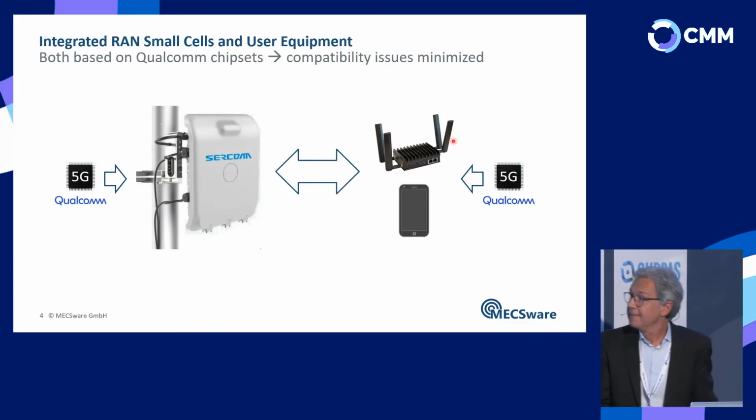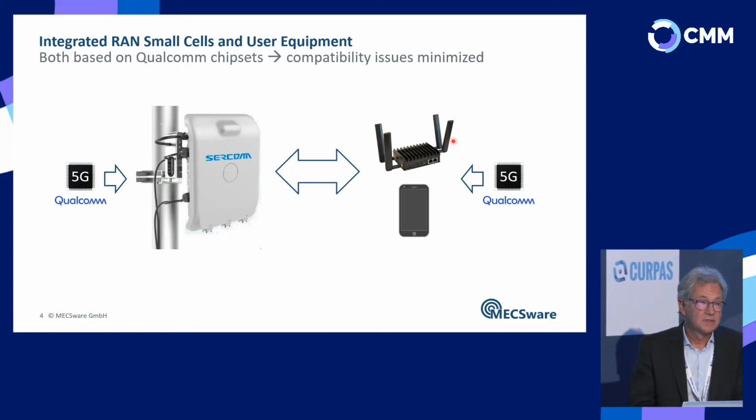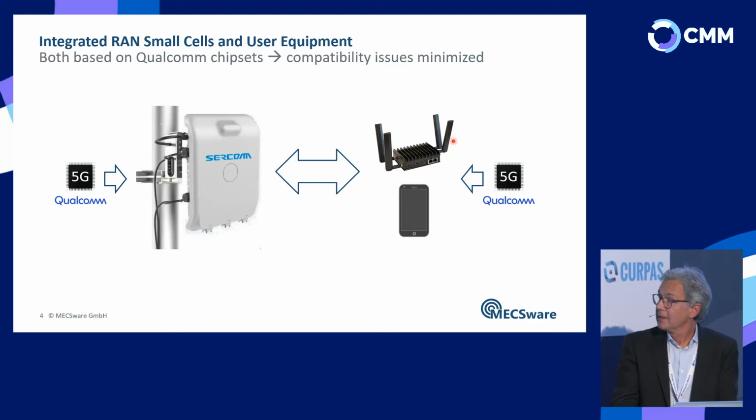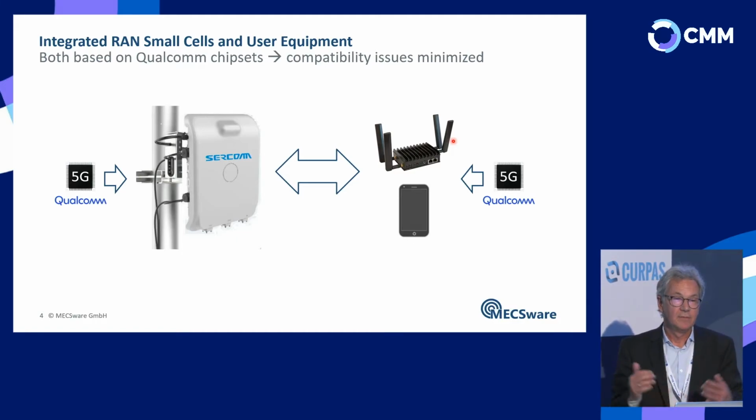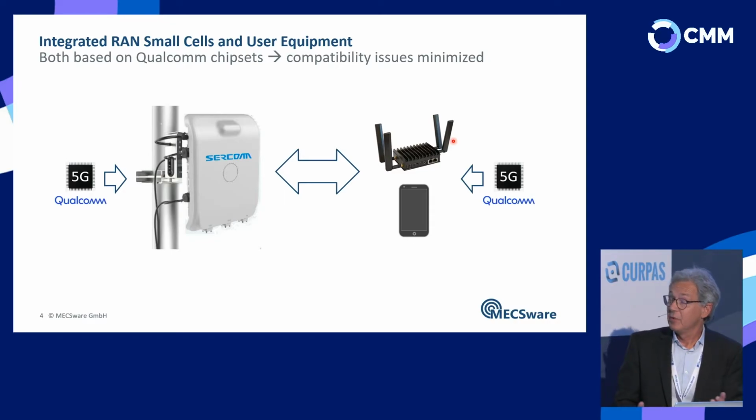Now, how do we do it? I already mentioned the SoC, the system on chip. And yeah, we are using systems on chip from Qualcomm, and that's also a good choice, because Qualcomm is providing SoCs also for the user devices, for the smartphones, for the routers. Having SoCs from the same company on both ends simplifies interoperability issues, or handling these interoperability issues, significantly. That's what we found. So that's the way the system is built.